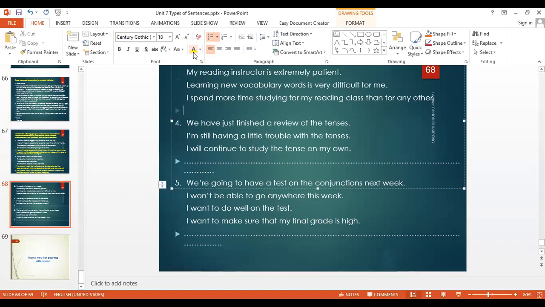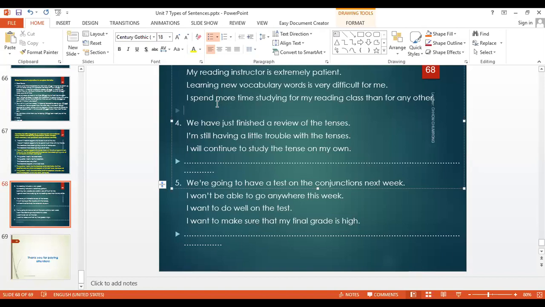My reading instructor is extremely patient. Learning new vocabulary words is very difficult for me. I spend more time studying for my reading class than any other. Okay, anyone can try this one? Anyone volunteer? Hello, teacher. Okay, try this.